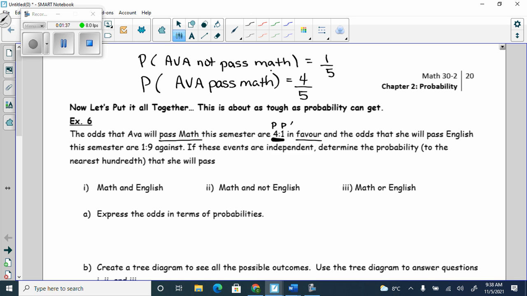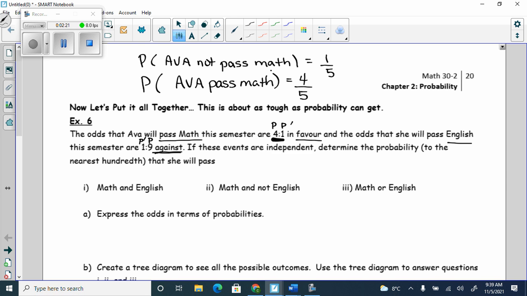And then the odds that she will pass English this semester are 1 to 9 against. So pass English, 1 to 9 against. So which one of these is passing English? It's the 9, because it's against. So whatever word comes second, right? So this would be her passing. This would be her not passing. Why is there the against? Because the against tells you that whatever it is comes second.